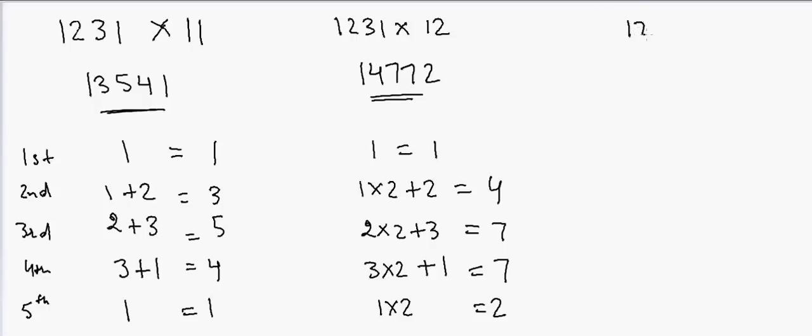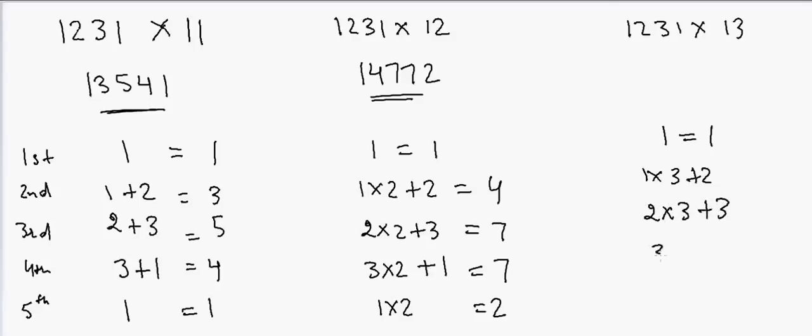Again, if I have to multiply 1, 2, 3, 1 by 13, then the answer will be equal to 1, 1 into 3 plus 2, 1, 2 into 3 plus 3, 3 into 3 plus 1, and 1 into 3. So that will give me 3 plus 2 is equal to 5. 3 into 2 is 6 plus 3 is 9, and 3 into 3 is 9 plus 1 is 10. So here we have 10, and here we will have 3.